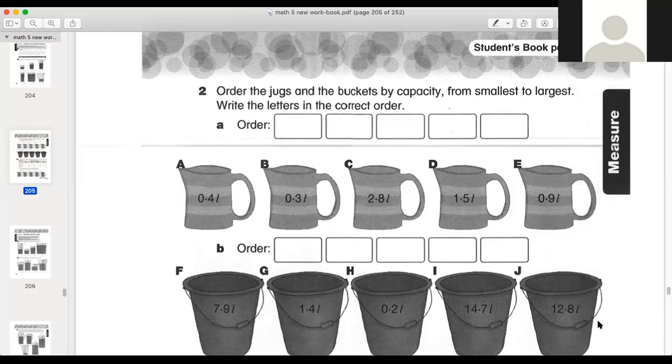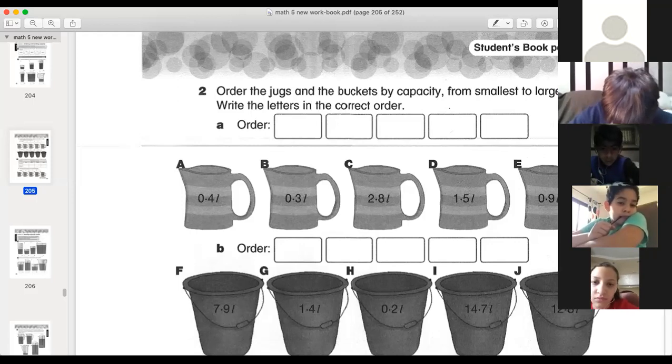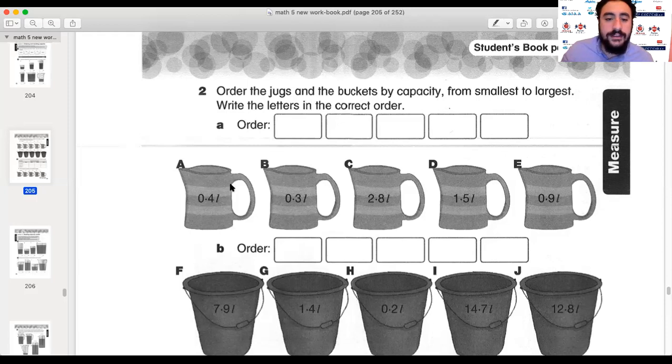I'm going to ask Ahmed Shams, are you ready, Ahmed? Or Yusuf Ibrahim, are you ready? Okay, Yusuf, you can talk. This is 0.4 liter, this is 0.3, 2.8, 1.5, 0.9. Order them from smallest to greatest.